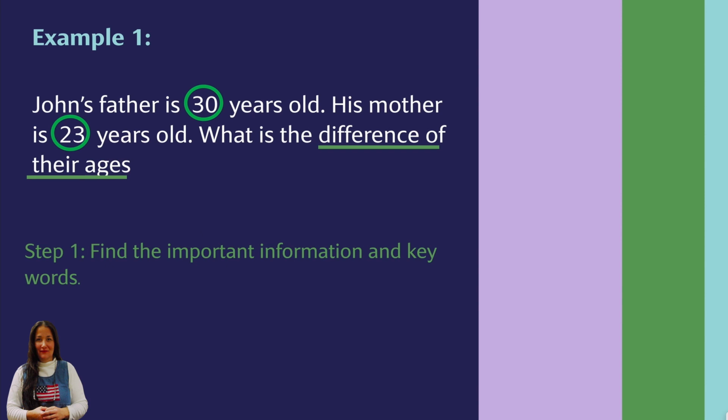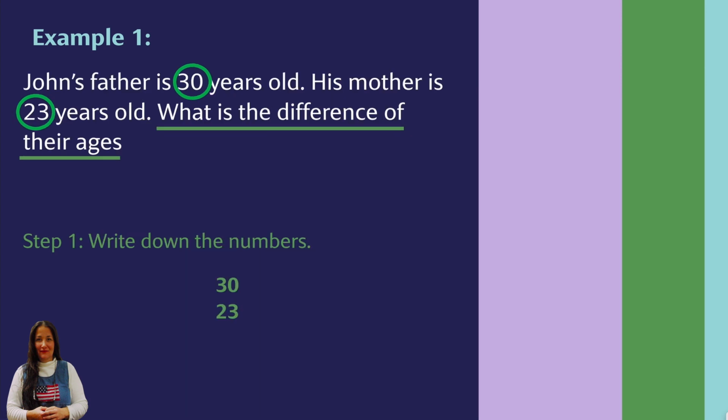Step 1. Find the important information and key words. John's father is 30 years. The mother is 23 years. Difference of their ages. The key words are 30, 23, and difference of their ages. Step 1. Write down the numbers 30, 23.